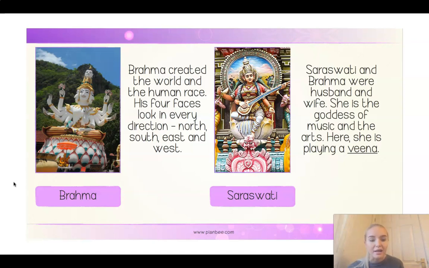And on the right here, we have Saraswati. And Saraswati and Brahma were husband and wife. She is the goddess of music and the arts, so she is the goddess of performing arts. And here she is playing an instrument called the veena. Have you heard of a veena before? Interesting. So a veena is what she is holding here, and it's a bit like a harp. So it's an instrument with strings that when you pluck the strings, they play a different sound. And that's what she plays because she's the goddess of music and the arts.